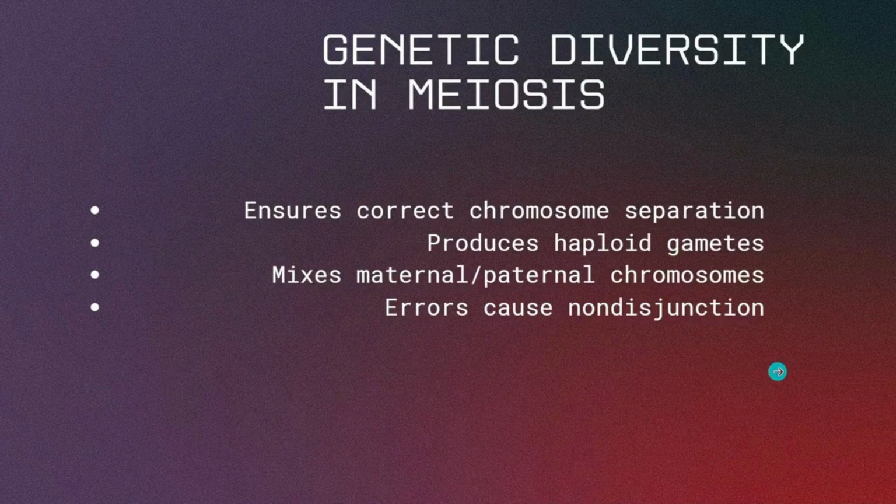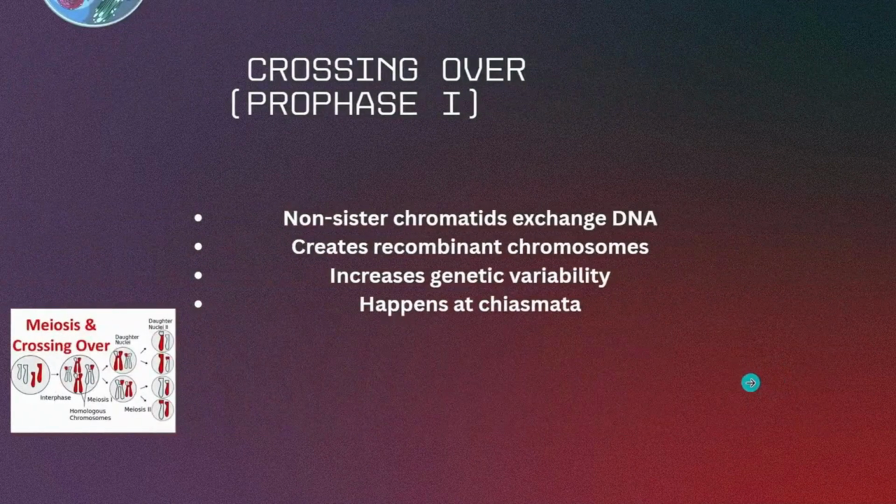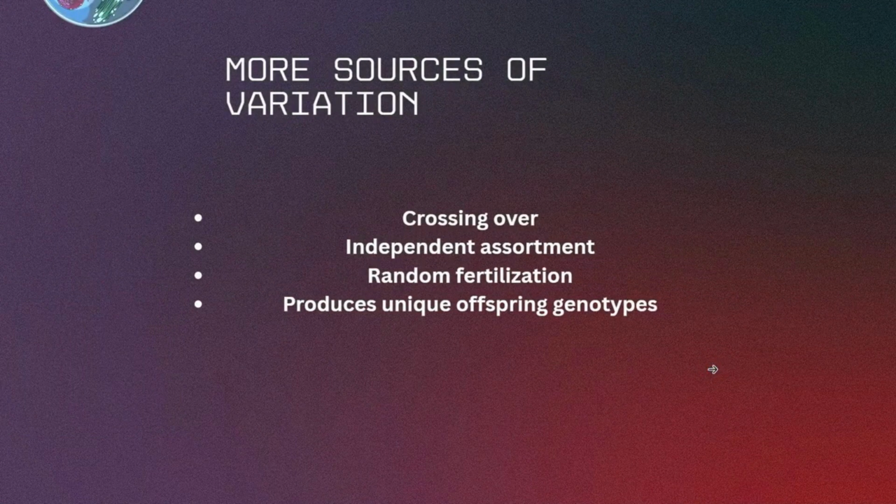So genetic diversity in meiosis, there are 3 main sources. There's crossing over in prophase 1, independent assortment, and random fertilization. So here's crossing over. Non-sister chromatids swap DNA, which creates recombinant chromosomes. It happens at the chiasmata. So there are more sources here: independent assortment, random fertilization.